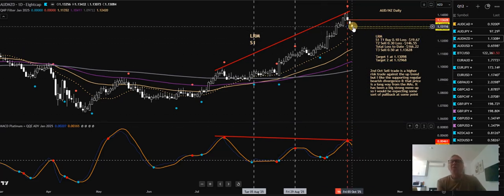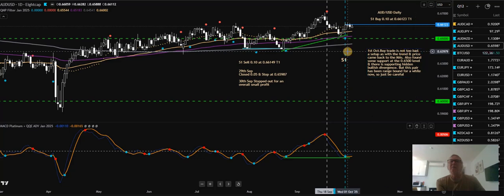What I ideally want to see is price power through that bottom yellow dotted line, and then I can do a partial close just to recover my previous losses. It brings me back to my original lot size. Other than that, I won't take any action because the MACD Platinum's still above the zero level and has been for a while. So that's the Aussie New Zealand. It's heading in the right direction.